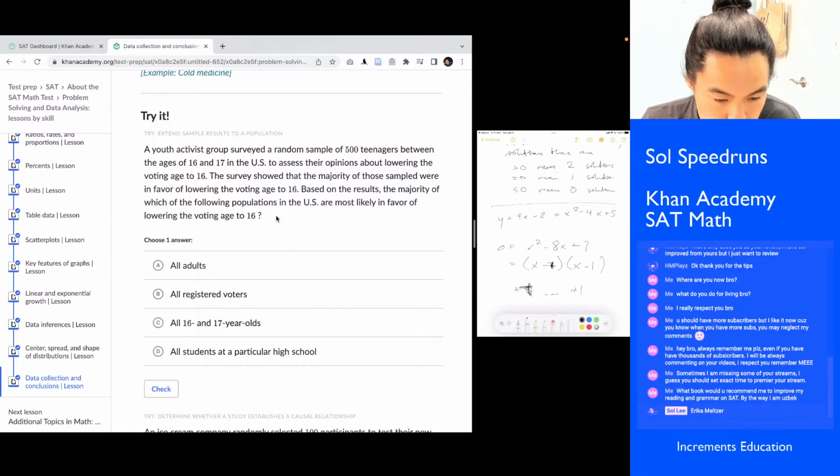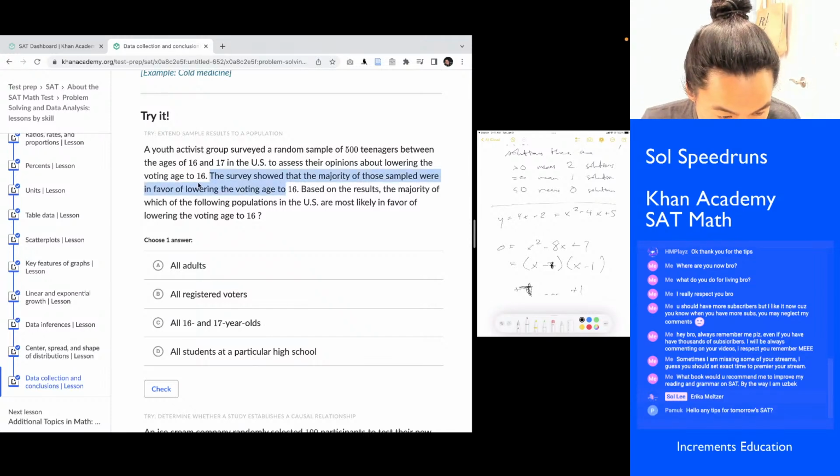A youth activist group surveyed a random sample of 500 teenagers between 16 and 17. The survey showed that the majority of those sampled were in favor of lowering the voting age to 16. Majority out of the 500. The majority of which of the following populations?